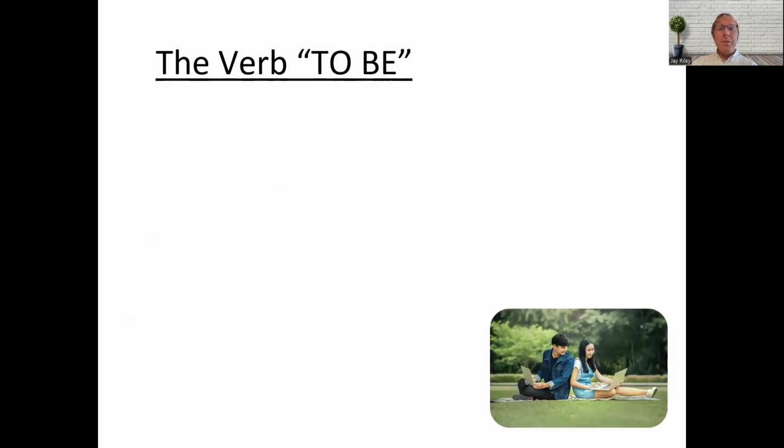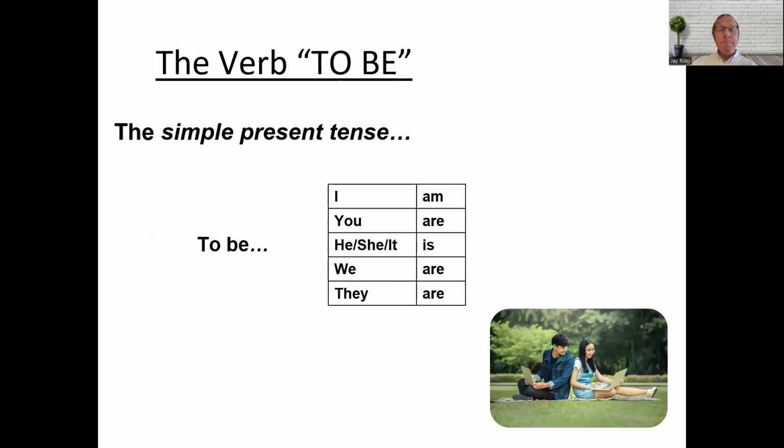Now let's talk about the verb to be. When we use the verb to be in the simple present tense, we change it to I am, you are, he, she, or it is, we are, and they are.